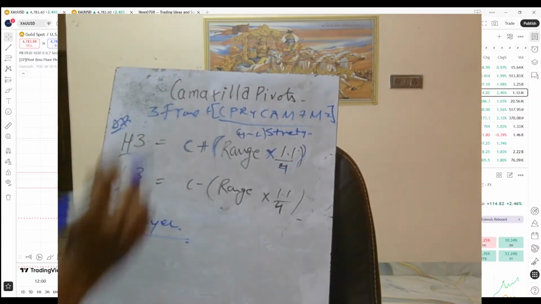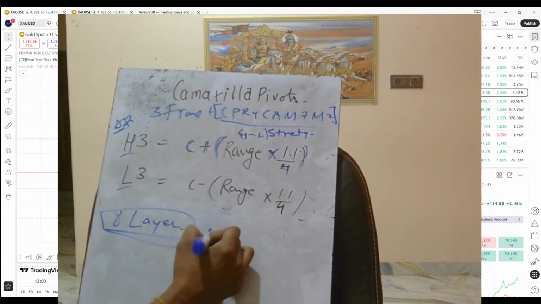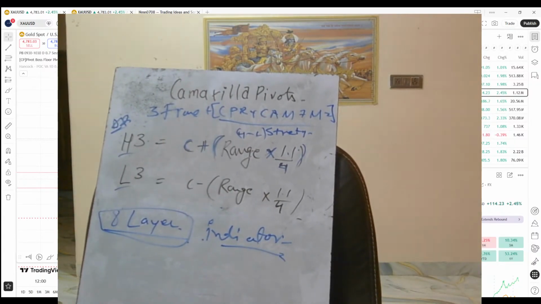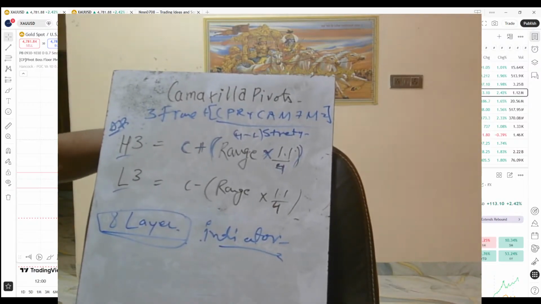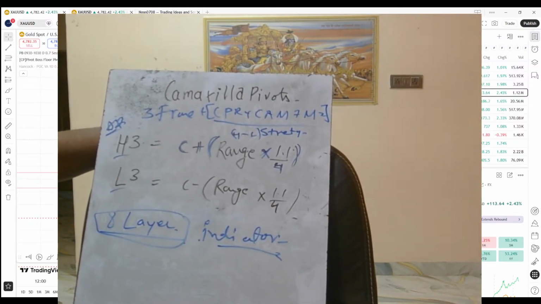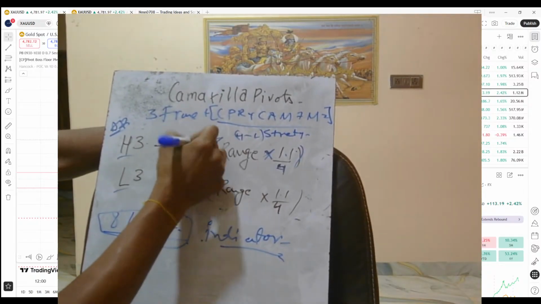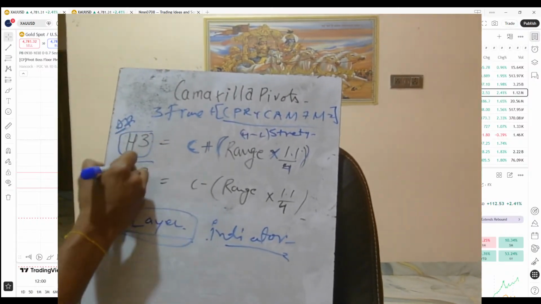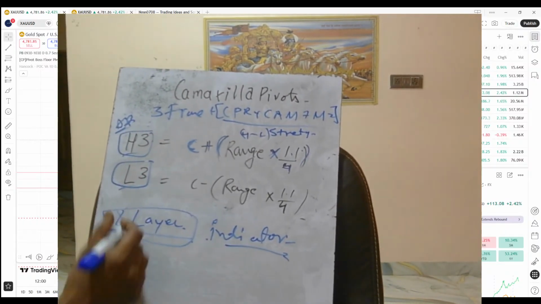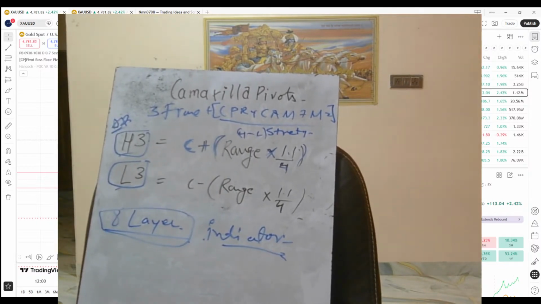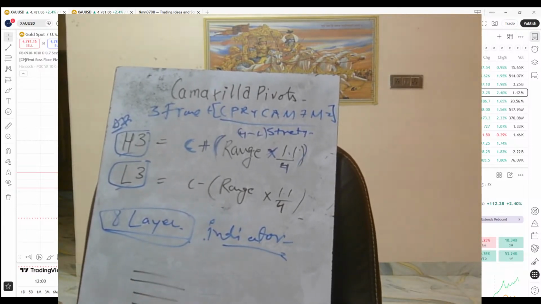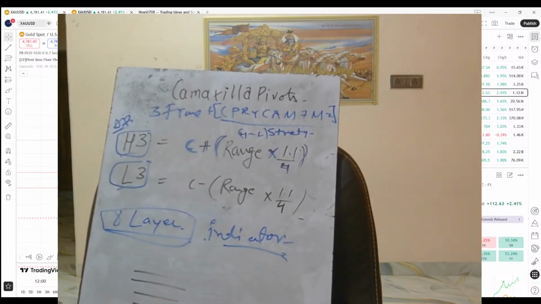This is also a math-based indicator. It can be used as a developing indicator as well, and if you're not using it as developing, this indicator holds the static value of two prices. One price is called H3 and one price is called L3. We'll be discussing everything in the indicator in the video. There are 8 layers to it: 1 2 3 4 upside, 1 2 3 4 downside.